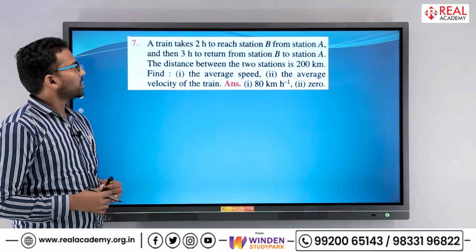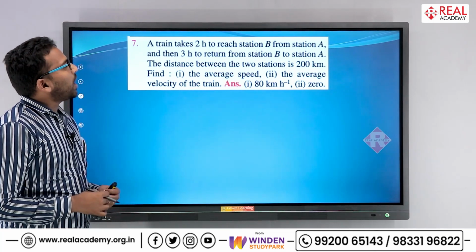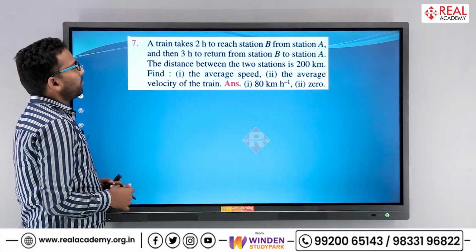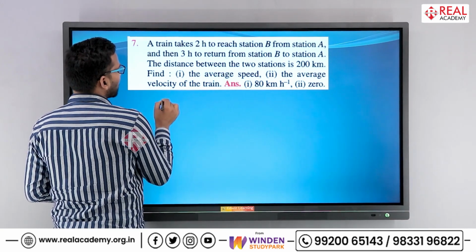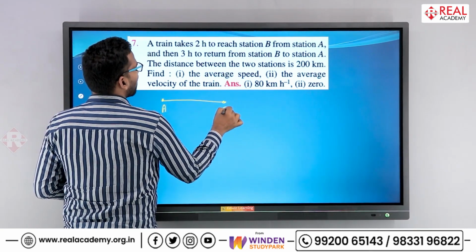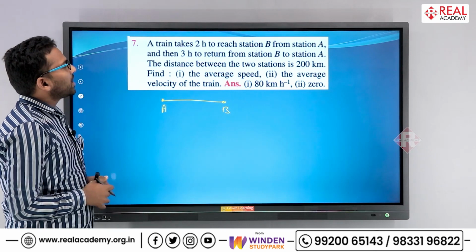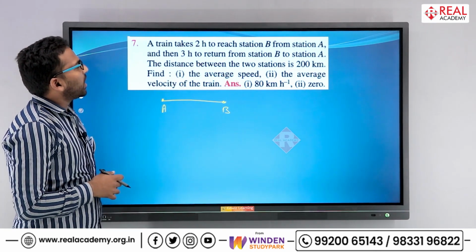Yeah, here is the next question. The train takes 2 hours to reach from A. That means the train is traveling from A to B. Okay. Let us read the full question and then take down the data.